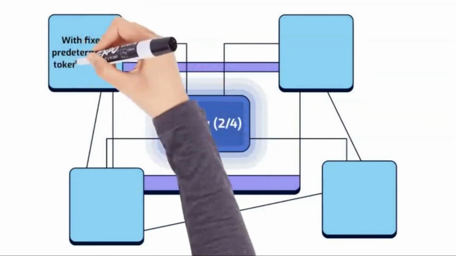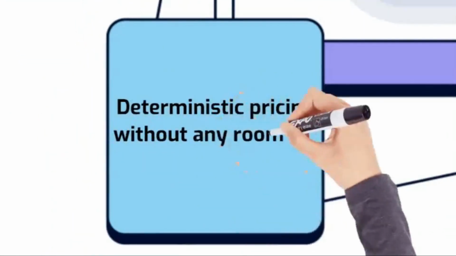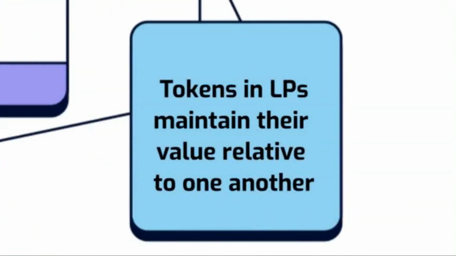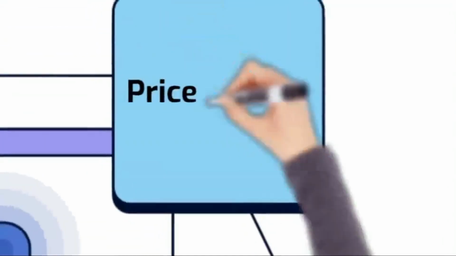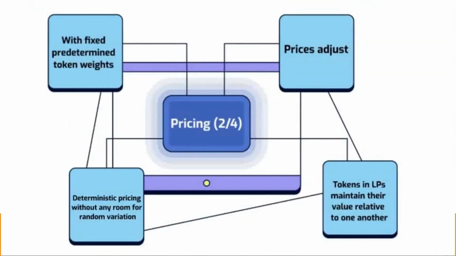With fixed predetermined token weights, it is possible for automated market makers to achieve deterministic pricing without any room for random variation. As a result, tokens in liquidity pools maintain their value relative to one another, even as the number of tokens within the pool changes. Prices adjust so that the relative value between tokens remains equal.